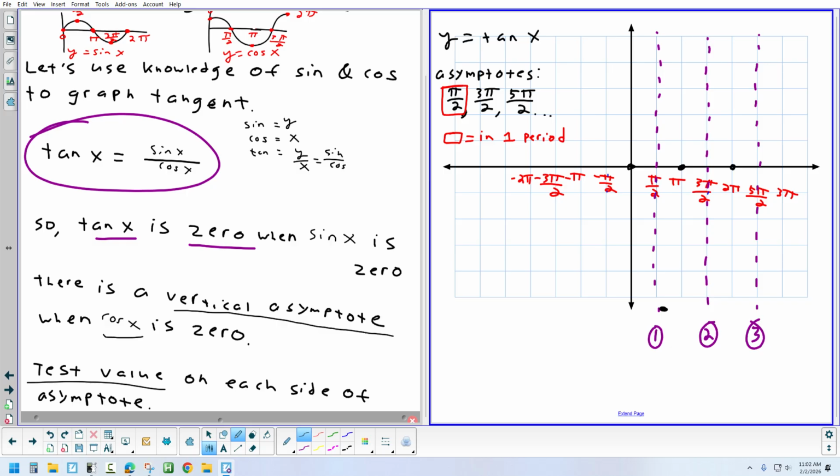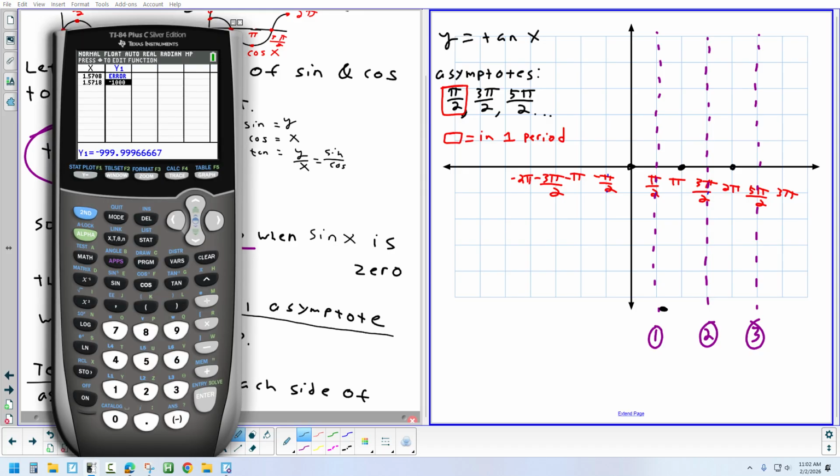Now for 3 pi over 2, do I want to check a value a little smaller or a little bigger? A little smaller. Yeah, first I want to do a little smaller. I want to be on the left side. So again, just type in 3 pi over 2, and make it a little bit smaller. Where do we expect this point's going to end up? Really far up or really far down? Really far up. Right, it's going to end up really far up, and it's at positive almost 1,000.